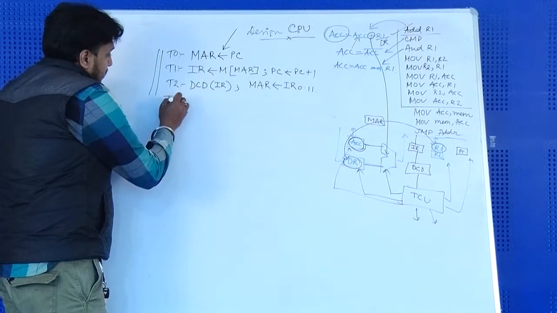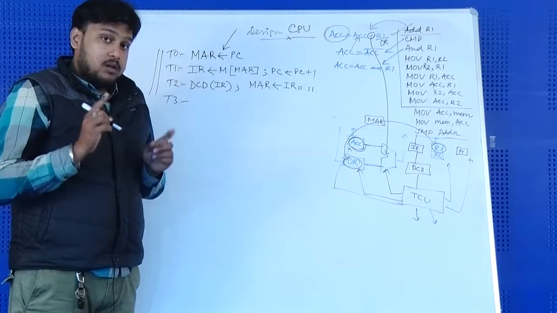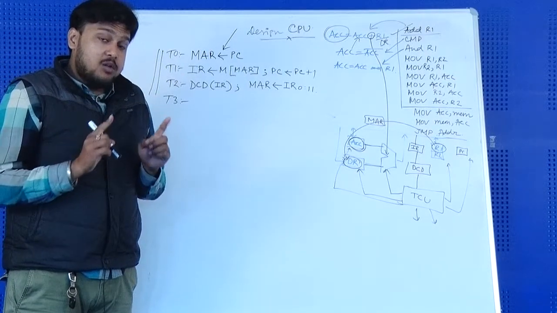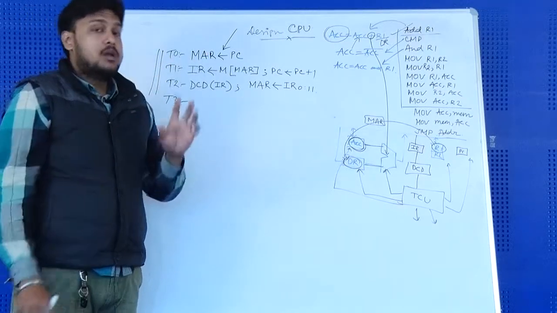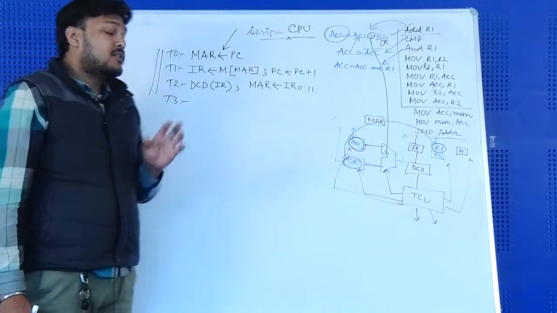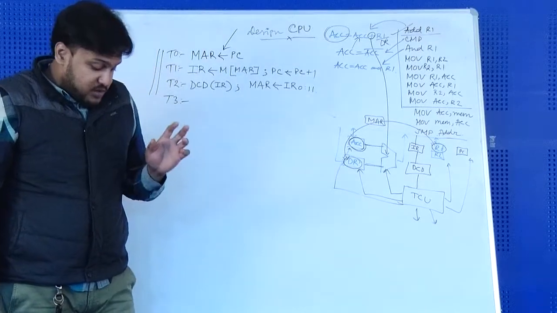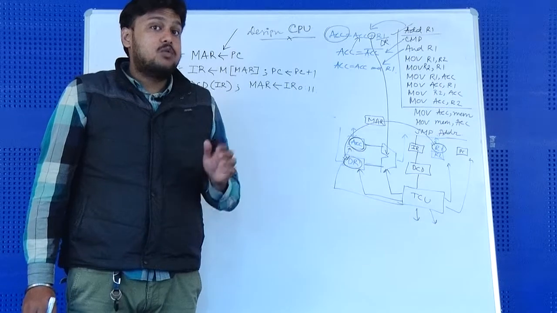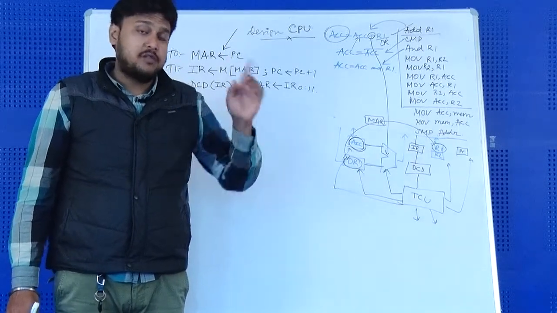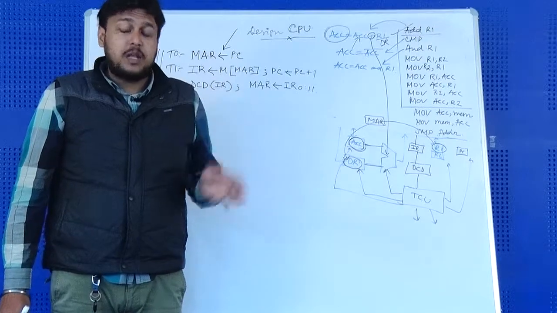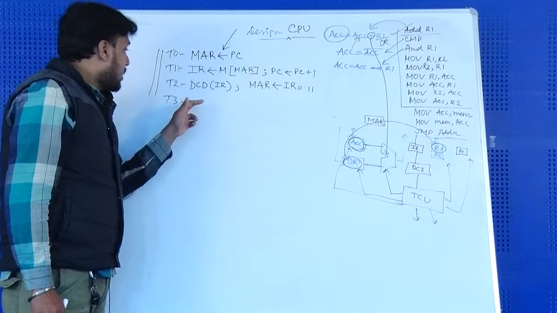So during T3, the element will be copied to the accumulator from memory. Memory is nothing but a foreign body for the CPU, which is connected with the CPU by means of a bus. I have discussed the bus structure in the very first lecture. There are three types of bus: data bus, control bus, and address bus.